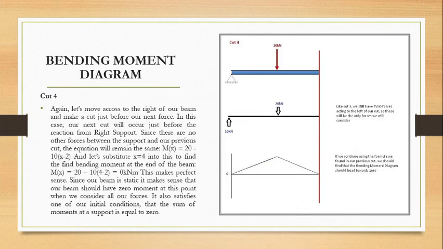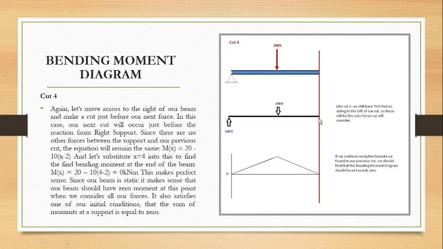Then the last cut, number 4, again moving across the right of our beam and making a cut just before our next force. In this case our next cut will occur just before the reaction from the right support. Since there are no other forces between cut number 3 and cut number 4, the equation will remain the same, which is moment at x is equal to 20 minus 10 into x minus 2.